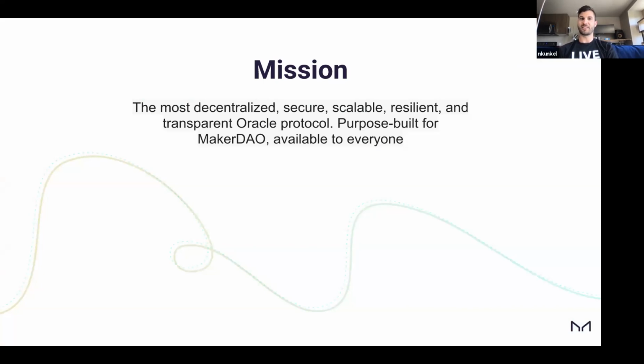So let's get right into it. What is the mission of the Oracle core unit? Well, we want to make the most decentralized, secure, scalable, resilient, and transparent Oracle protocol that is purpose-built for MakerDAO, but available to everyone.